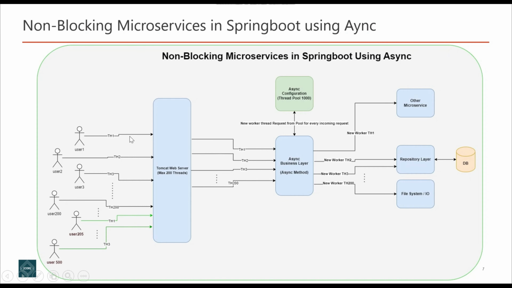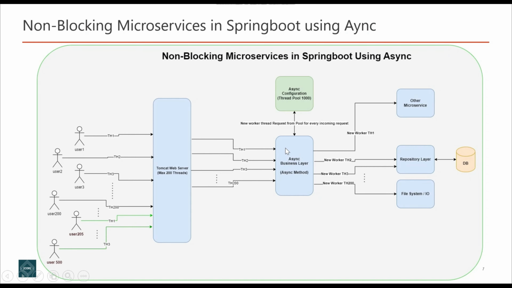So these are servlet threads or our controller threads. We don't block this customer facing thread to perform the internal operation, internal job like calling the other microservices or firing a query onto the database or doing a file IO operation. What we do differently here is as soon as we get a request, we come to a business layer.